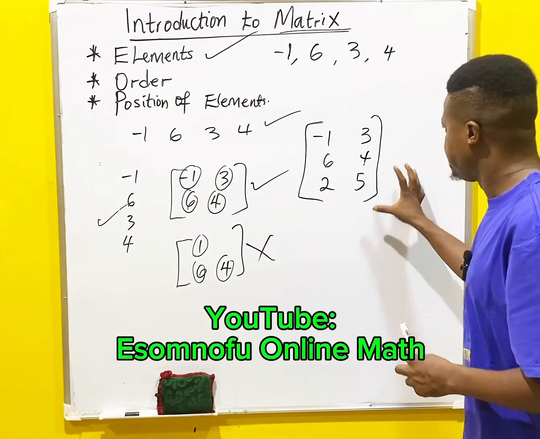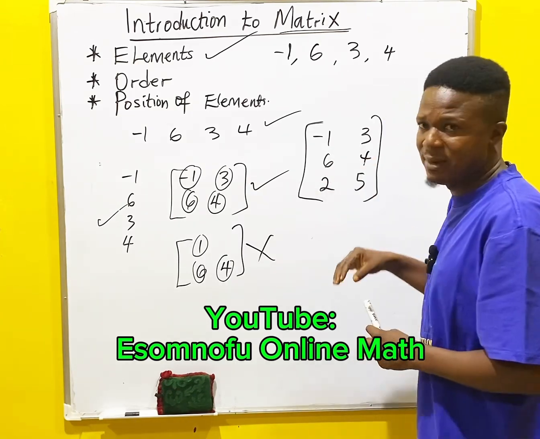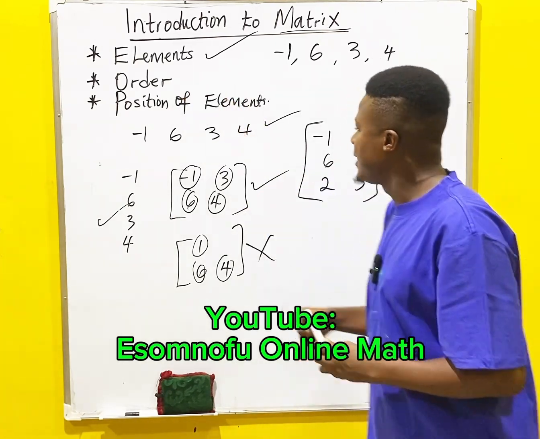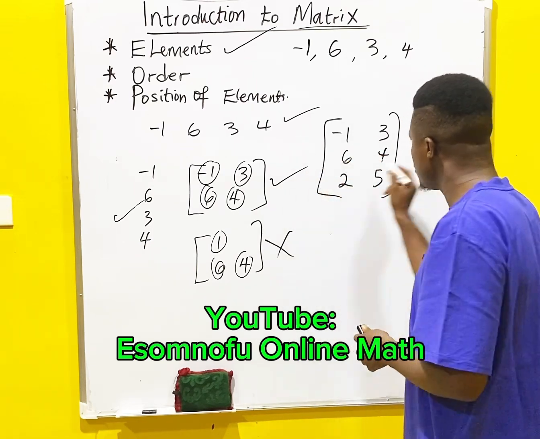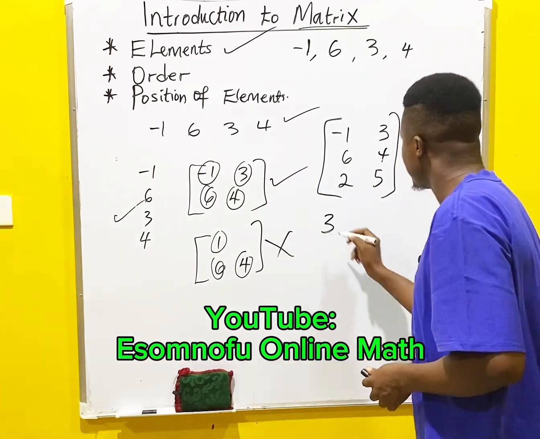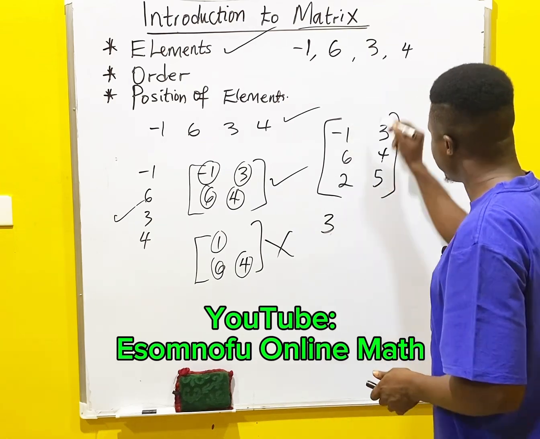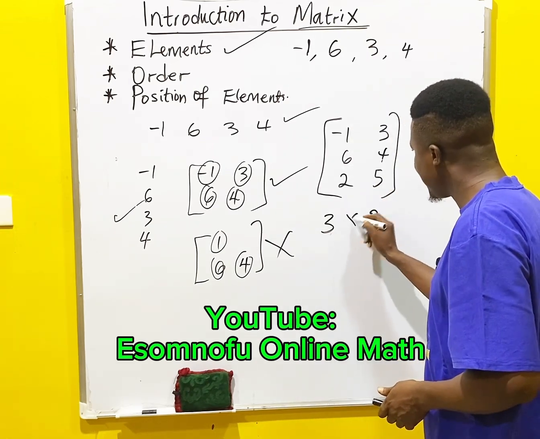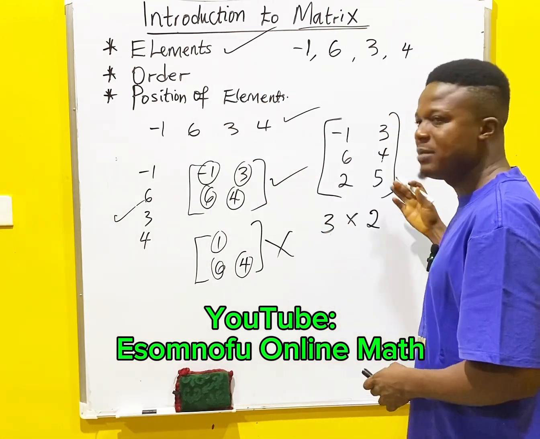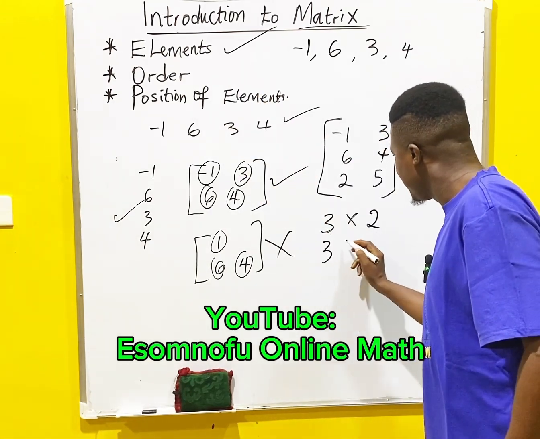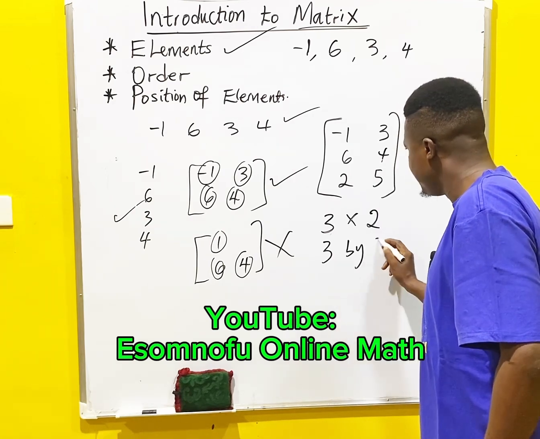Okay, so now these are the elements. What about the order? Now, you notice that how many rows do we have here? 1, 2, 3. You write 3. How many columns? 1 and 2. So this is called a 3 by 2 matrix. That's the order. You can write it like this: 3 by 2 matrix.